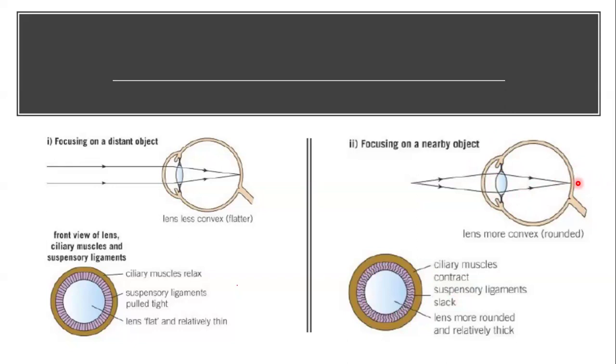Now, this is what we had to know regarding our topic of the eye. This is the major thing that you guys should know: exactly how the accommodation reflex works, how the pupil reflex works, and what the different parts of the eye are.